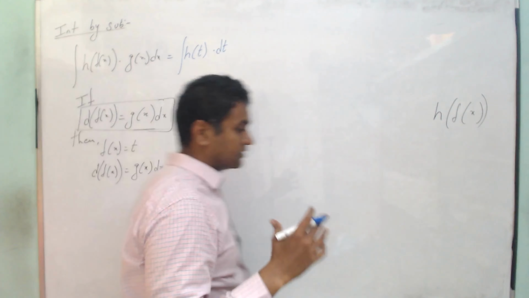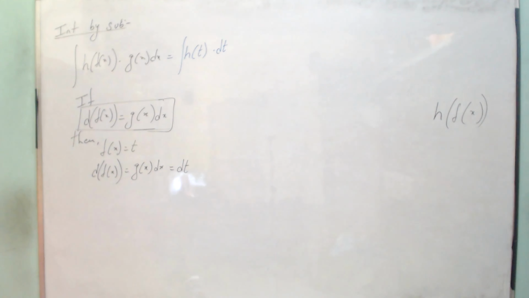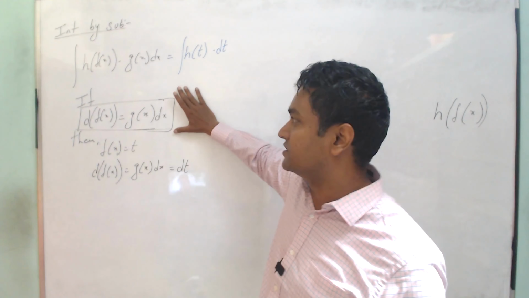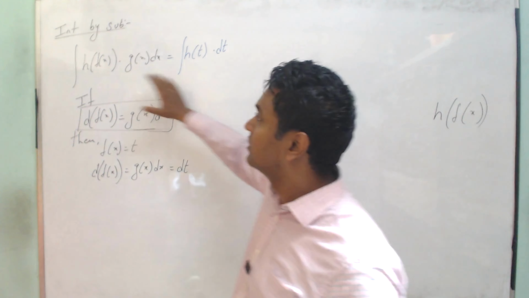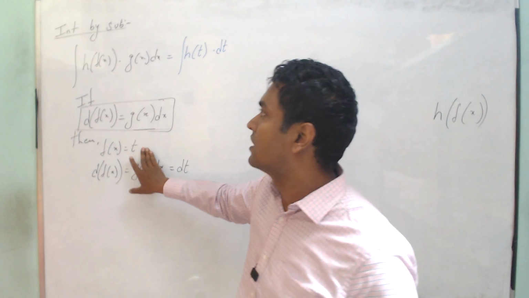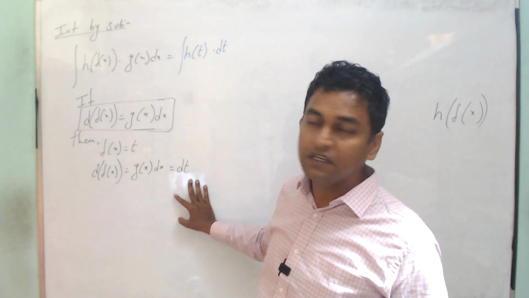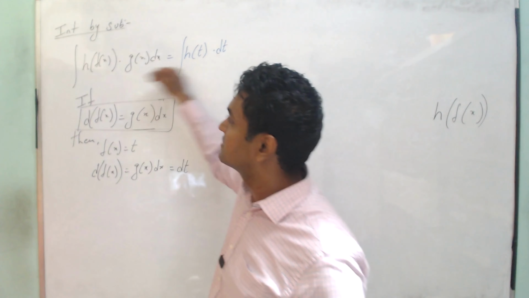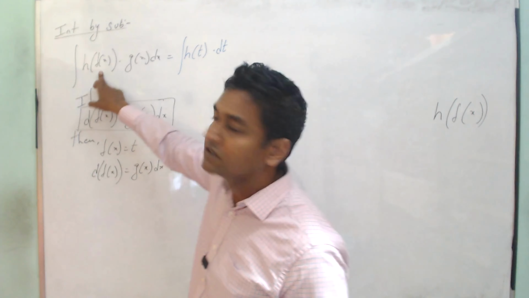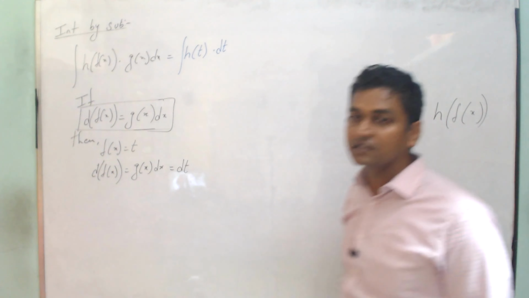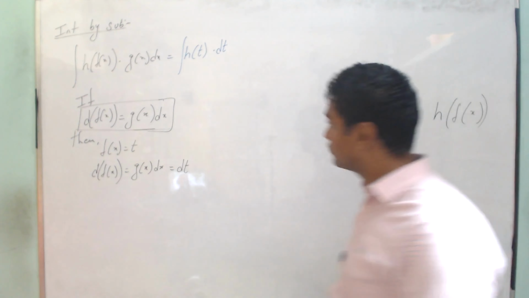So basically it becomes integral of h of t dt. So what we did: if the differential of f of x is g of x dx, then I can substitute f of x as t, and whenever I substitute, I differentiate, making g of x dx as dt. Now my question transforms: in place of f of x, I have t. So it is integral of h of t dt. Clear? So let me show you a few examples.